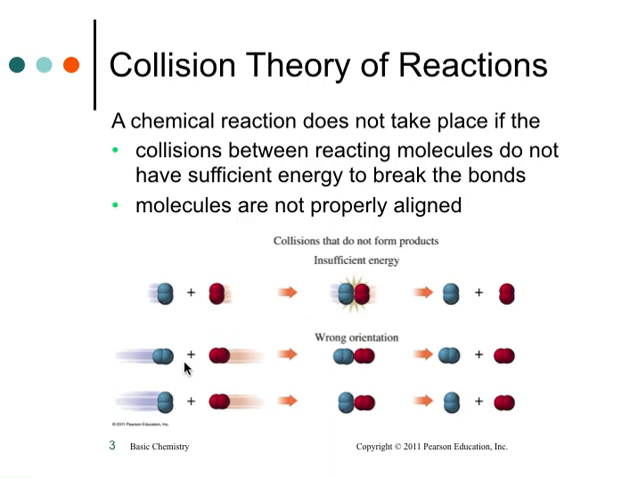Also, if they are not configured in the right way, even if they hit with sufficient energy, here's a nitrogen molecule that's oriented sideways and an oxygen sideways, and you can imagine all the millions of random distributions you could have as two gases are striking each other, and they hit with the wrong orientation. They have sufficient energy, maybe, but they don't have the proper orientation. They're not going to break apart and form new bonds, and so they just bounce back.